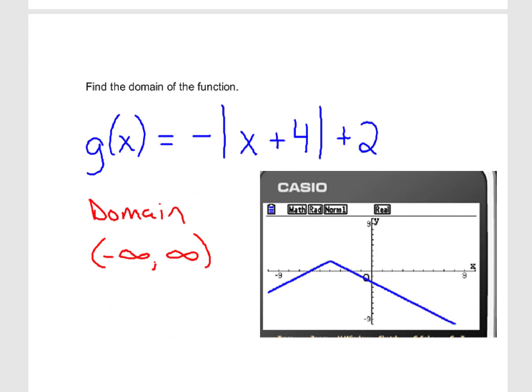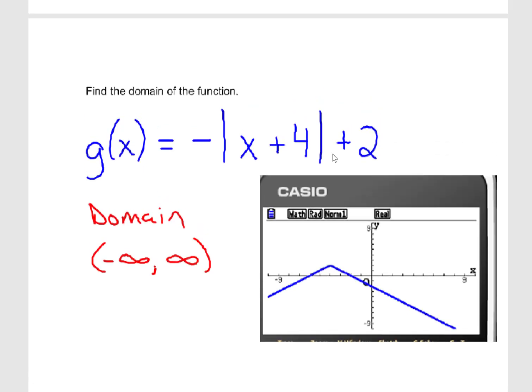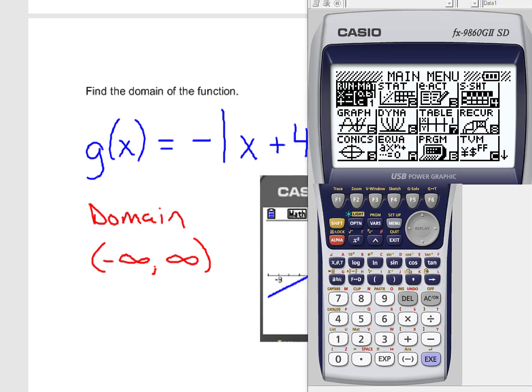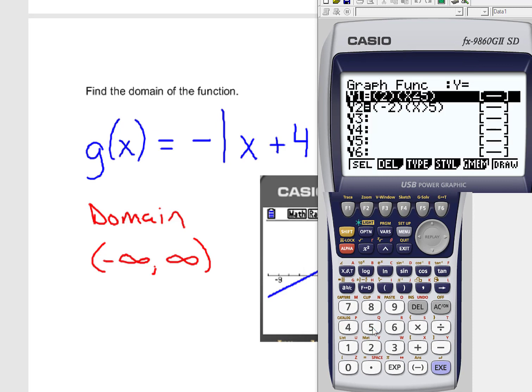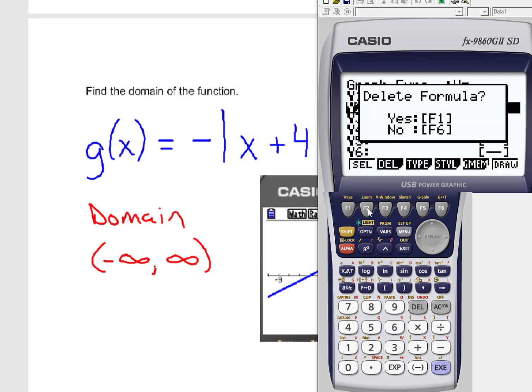This next slide is asking us to find the domain of the function. So just revisiting what we mean by domain, we're saying, okay, what are all the possible x's in this function? It is already graphed, but just to revisit the graphing portion of this, we'd press 5 to get into that graph. Oh, let me delete this out.